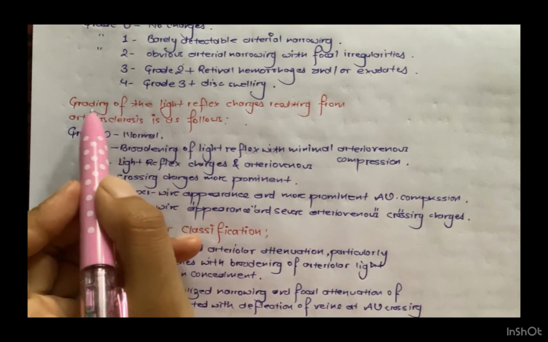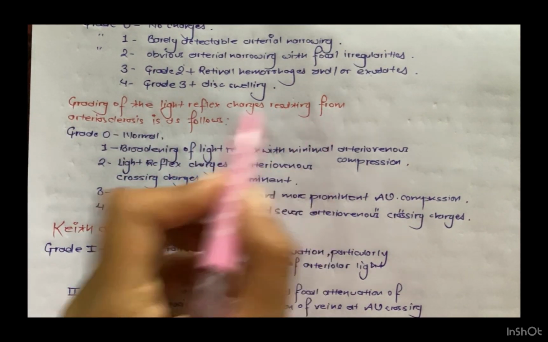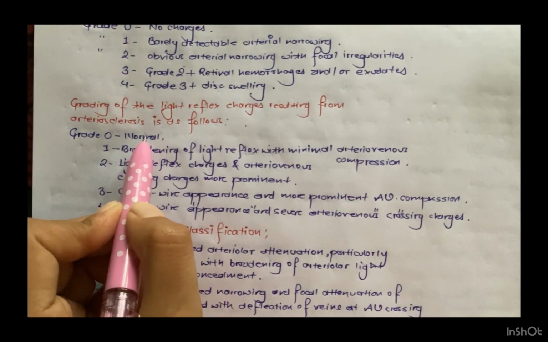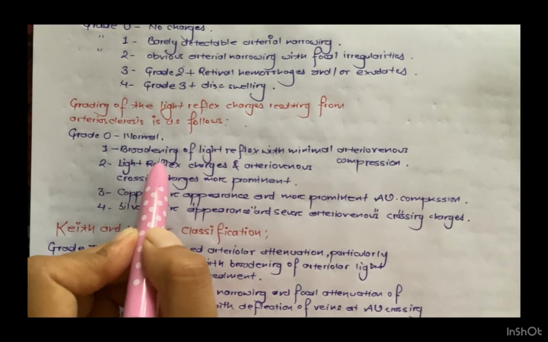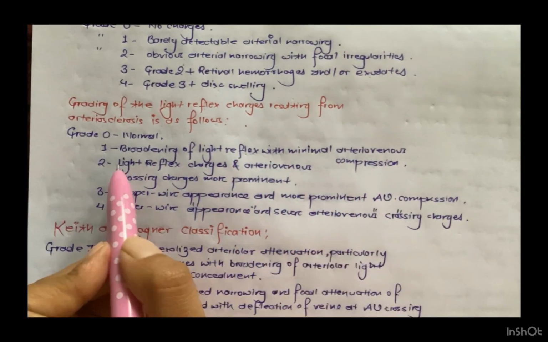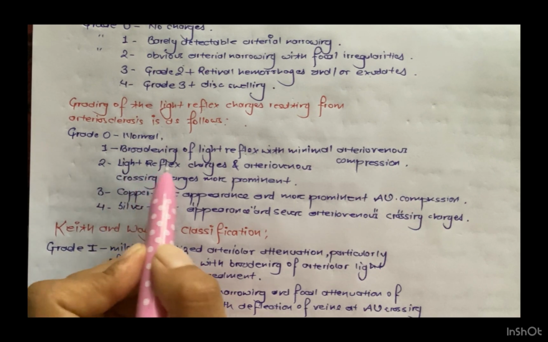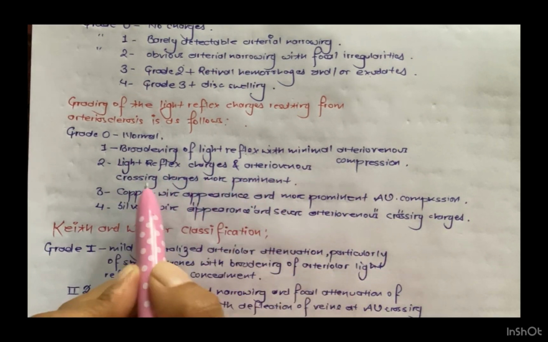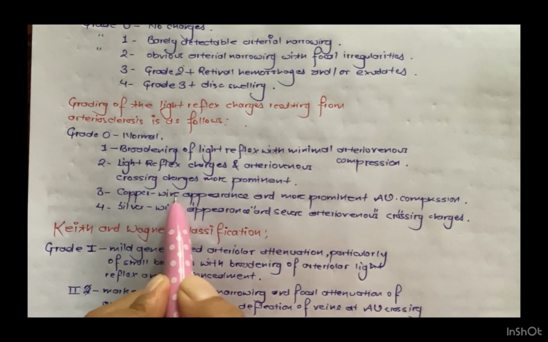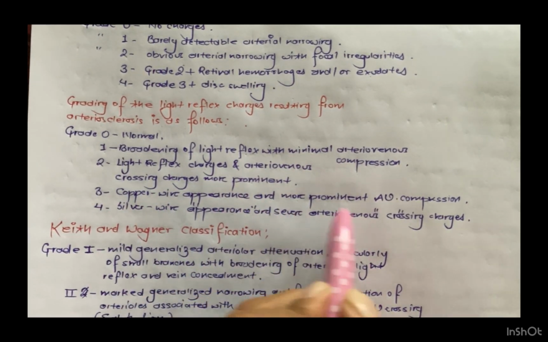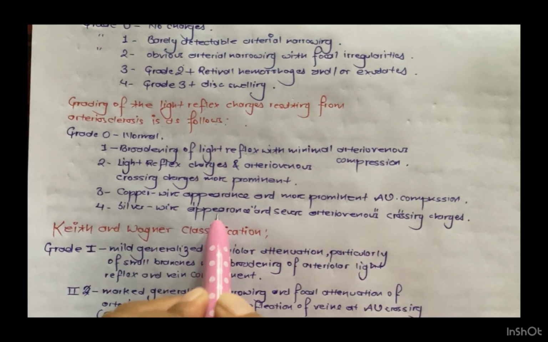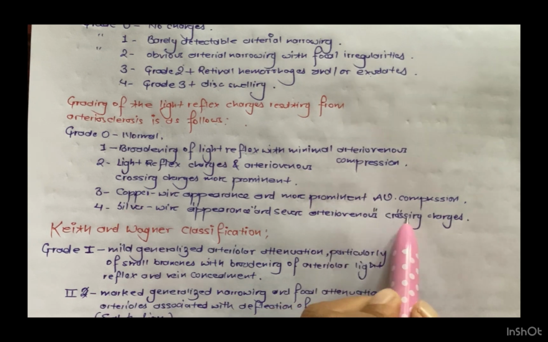And now talking about the grading of the light reflex changes resulting from arteriosclerosis is as follows. In grade 0, it is normal, and in grade 1, there is broadening of the light reflex with minimal arteriovenous compression. And in grade 2, there is presence of light reflex changes and arteriovenous crossing changes are more prominent. And in grade 3, there is copper wire appearance and there is more prominent AV compression. And in grade 4, there is silver wire appearance and severe arteriovenous crossing changes.